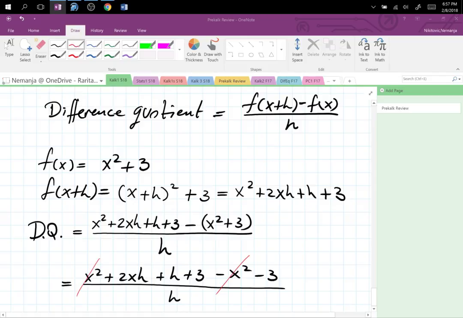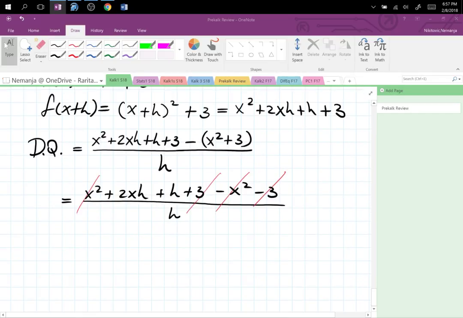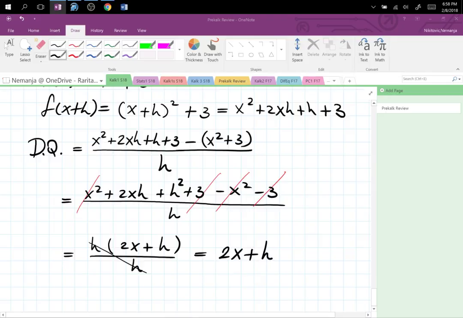Cancel what you can. And observe that only the terms with h survive. You can factor out h, have 2x plus, oh, this is h squared over here, plus h, divided by h. Now h cancels, and you're getting 2x plus h. So what is the difference quotient for x squared plus 3? The difference quotient is 2x plus h.